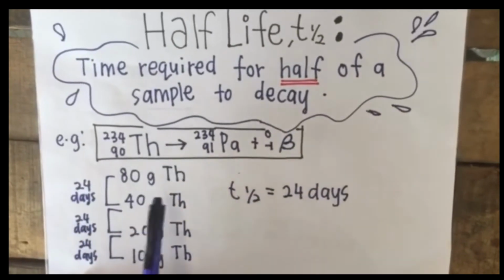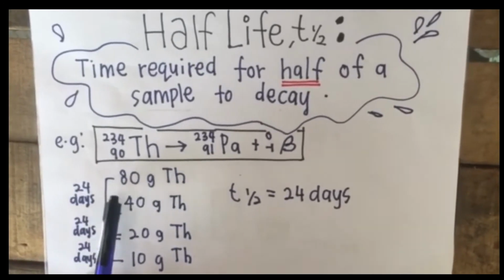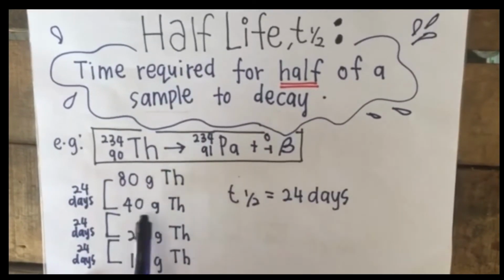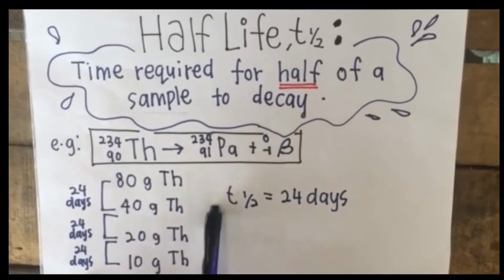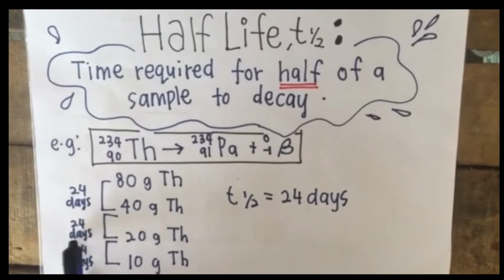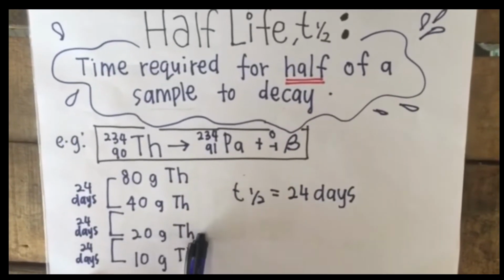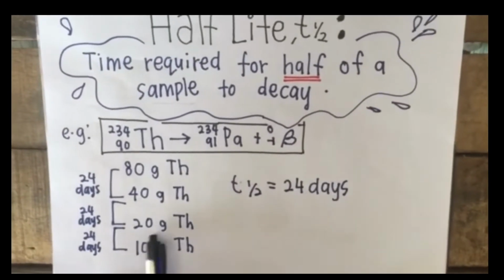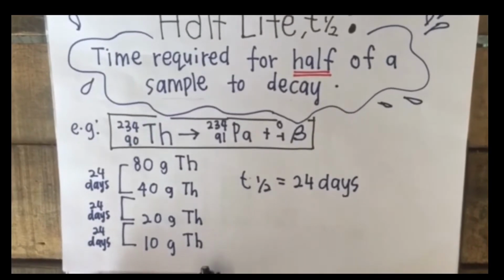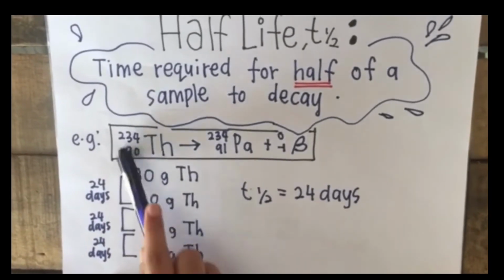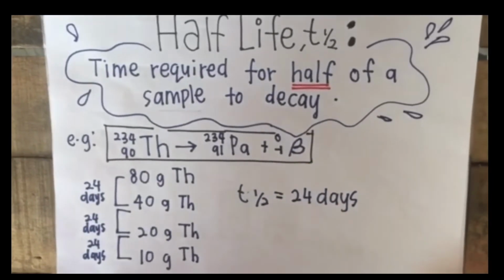Let's say we start with 80 gram of thorium. After 24 days, it is left by half, at 40 gram of thorium. After another 24 days, it is left with 20 gram of thorium. After another 24 days, it is left with 10 gram of thorium. So we can say that the half-life of this decay is 24 days.